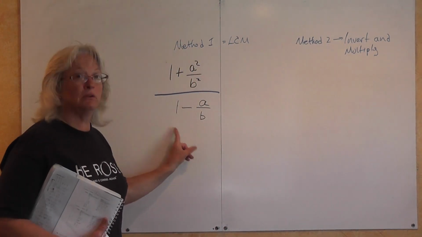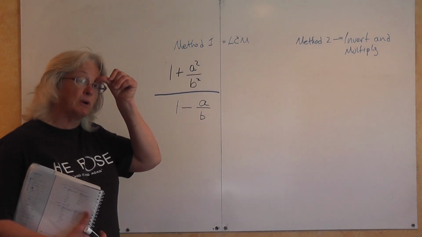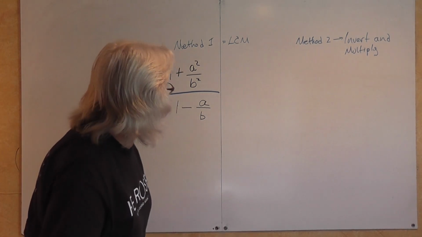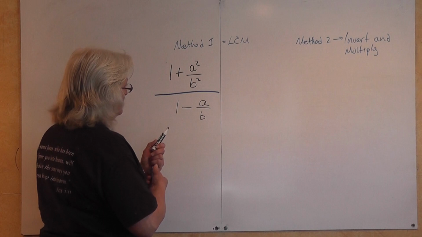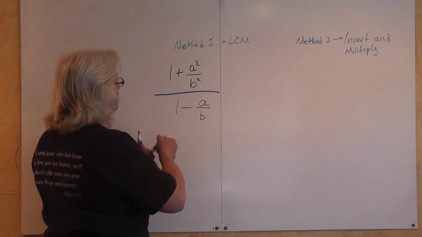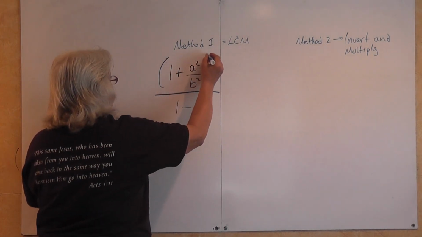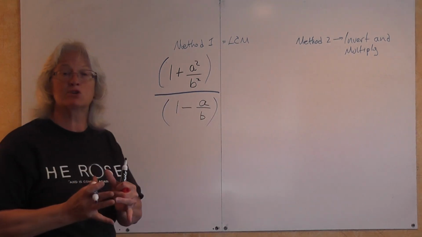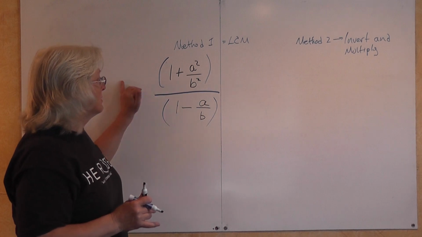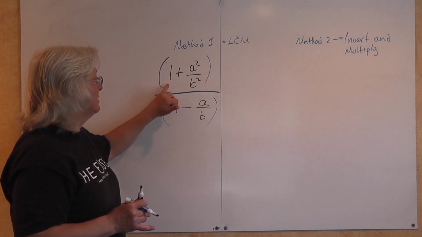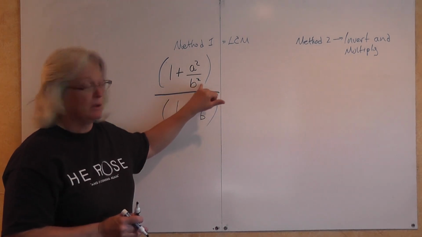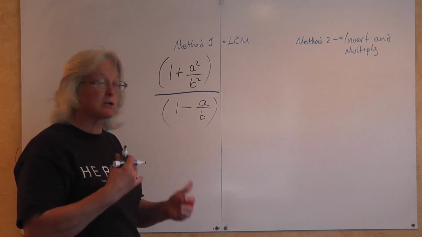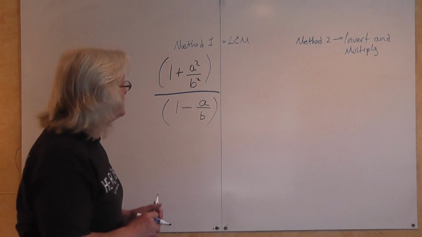But all we're going to do now here, this is the one where I said our first method, we can multiply by the common denominator of the rational expressions. What's our common denominator? We have a denominator of b squared. We have a denominator of b. What's our common denominator, our least common multiple? It's going to be b squared.